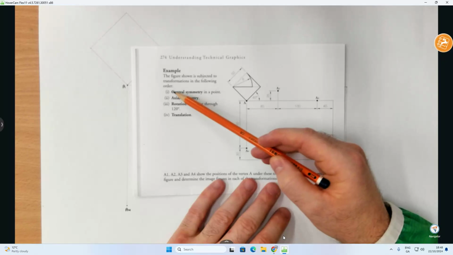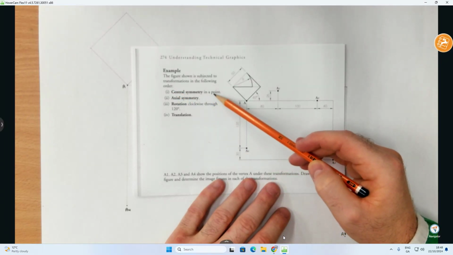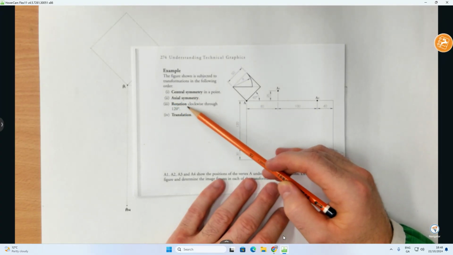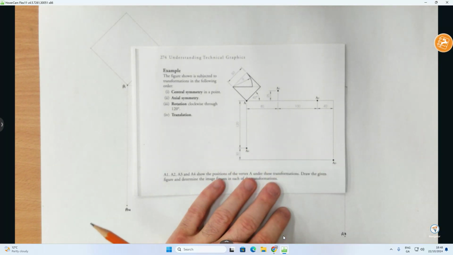in the following order. For part number 1 we're going to do a central symmetry in a point, part number 2 an axial symmetry, part number 3, a rotation clockwise through 120 degrees, and part number 4, a translation.